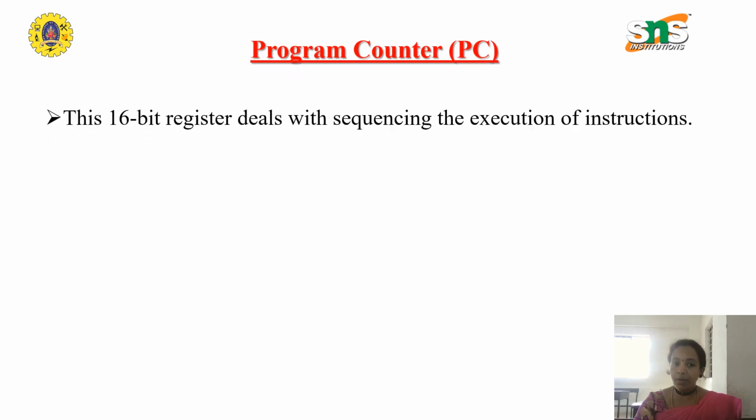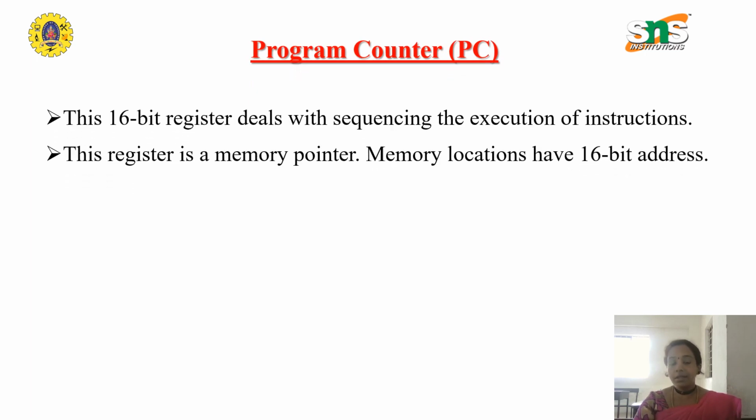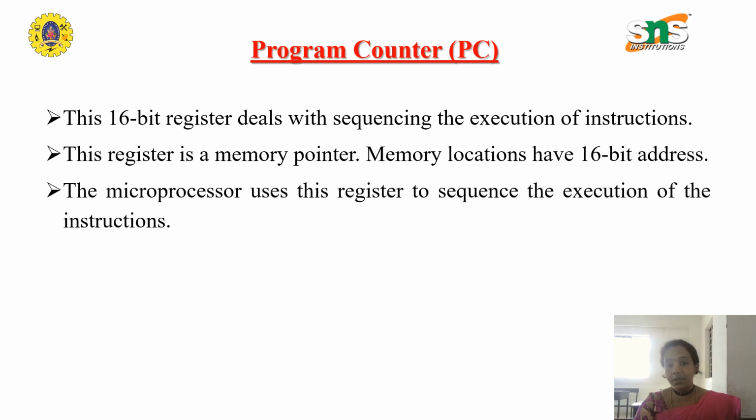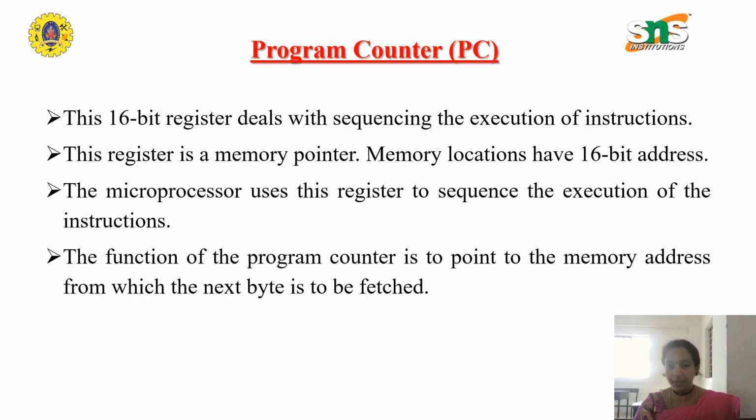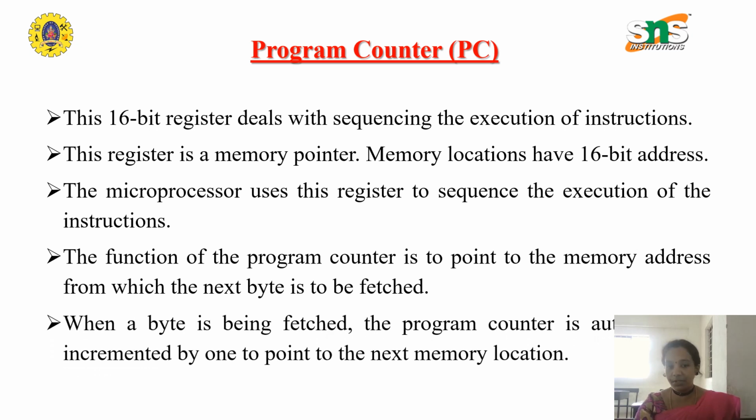So the next one is the program counter. This 16-bit register deals with sequencing the execution of instructions. This register is nothing but the memory pointer. Memory locations have a 16-bit address. The microprocessor uses this register to sequence the execution of the instructions. The function of the program counter is to point to the memory address, as I told you already. So the program counter points to the memory address from which the next byte is to be fetched.